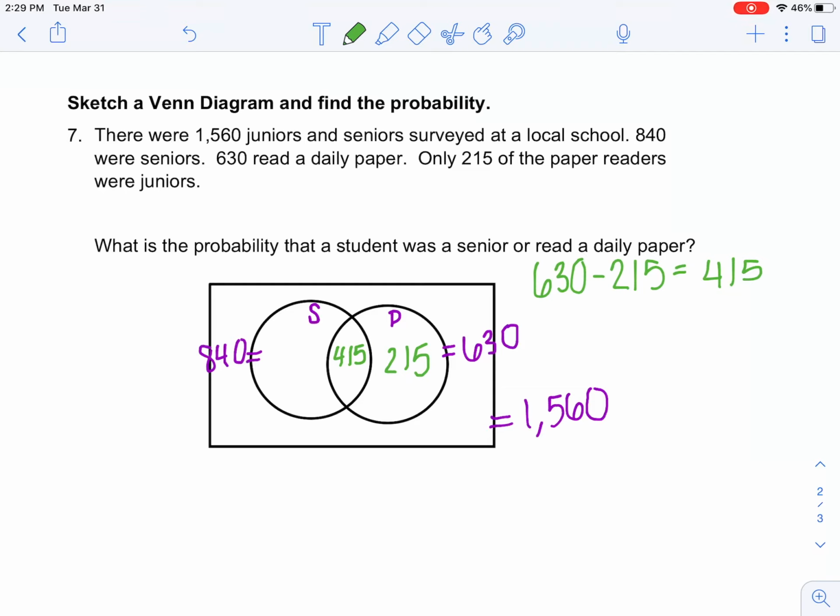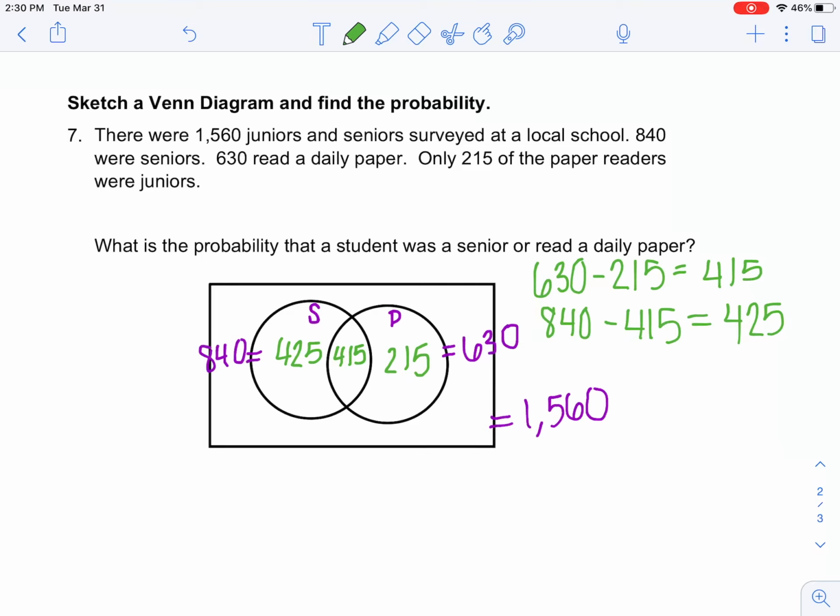Okay, next I'm going to do the same process using the 840 minus the 415, and that will tell us the number that goes out here. So 840 minus 415 equals 425. So that 425 represents seniors who did not read the daily paper.